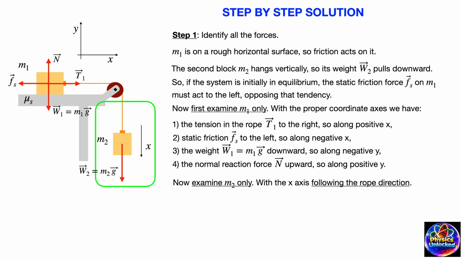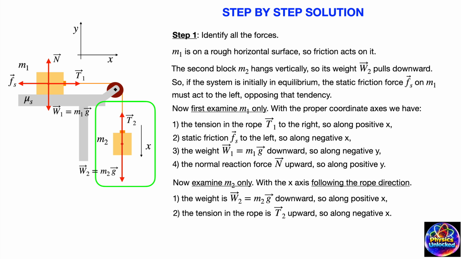The weight acting on block number 2 is W2 equals m2g, a vector pointing downward, along the positive x. And the tension, we call it T2, in the rope is going upward, so along the negative x, okay? Now let's go to step number 2.